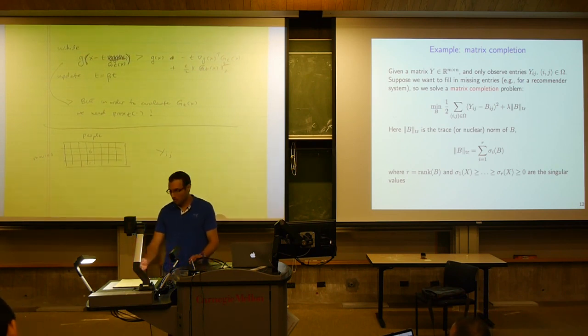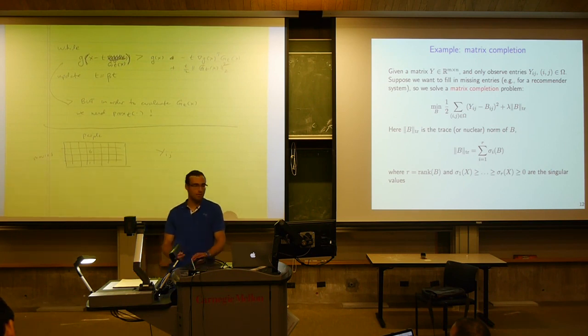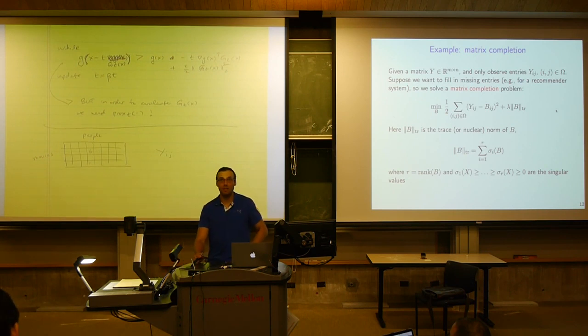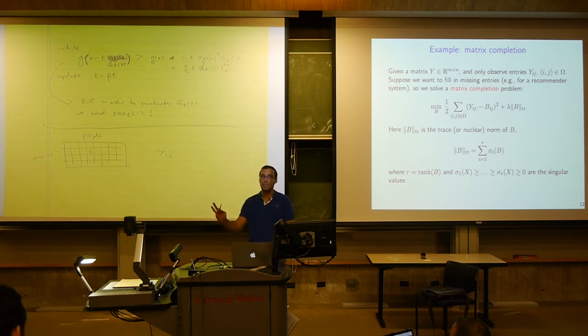But of course, for every user on Netflix, they're certainly not going to have watched every movie. That would be kind of amazing. And so there's going to be a lot of missing entries in this matrix, right? In fact, it's over 99% missing. If you look at the original Netflix data, most of the entries are missing. And we want to solve what's called matrix completion.